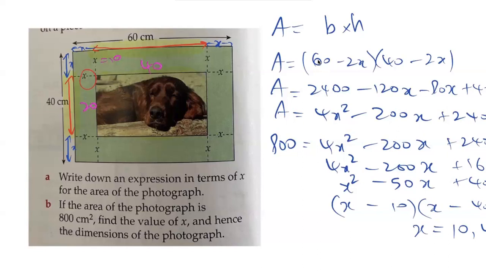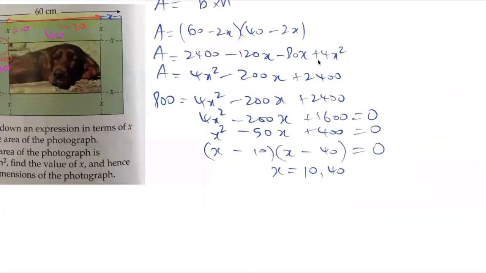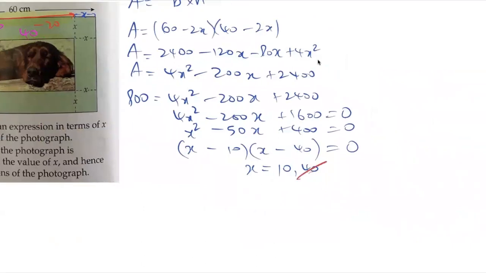So now if it was 40, if x is equal to 40, then 60 minus 40 is negative 20. And 40 minus 40 minus 40 is negative 40. Can you see there that doesn't work? Okay. So that answer, you know, having a picture of a dog that measures negative 40 by negative 40 centimeters doesn't work. So we're going to cross that one out. And I mean, it still comes up with a quadratic, but it's not a sensible answer.